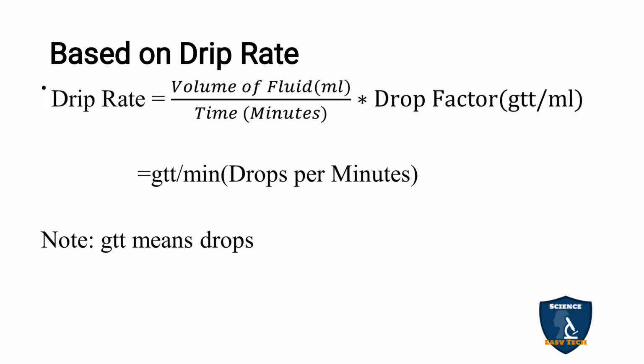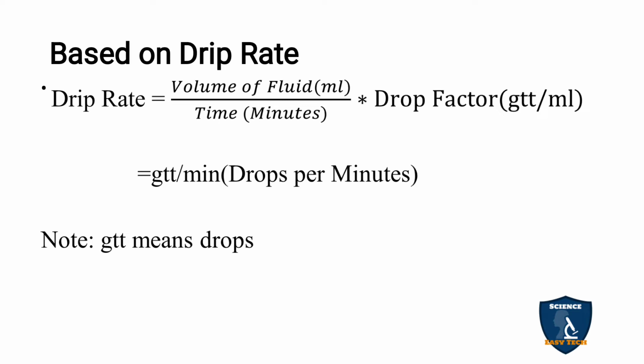Suppose they have given 2 liters, then change 2 liters into 2000 ml. If they have ordered 3 pints of fluid, 1 pint is equal to 500 ml, so 3 pints means 1500 ml. Like that you have to change the volume of fluid into ml, or if they have directly given 1000 ml, you can substitute it directly.